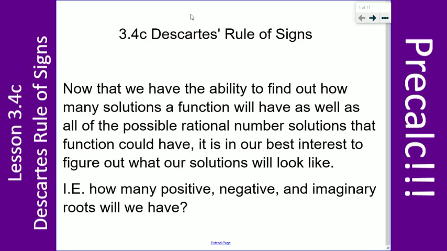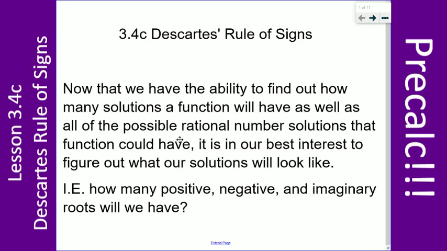And then yesterday we looked at the rational root theorem, where we were trying to find, okay, what are all the possible rational numbers that could exist for my function? So we're trying to figure out how we can take that infinity set of numbers and continue to reduce them. So now we're going to use Descartes' rule of signs and hopefully continue to reduce those.